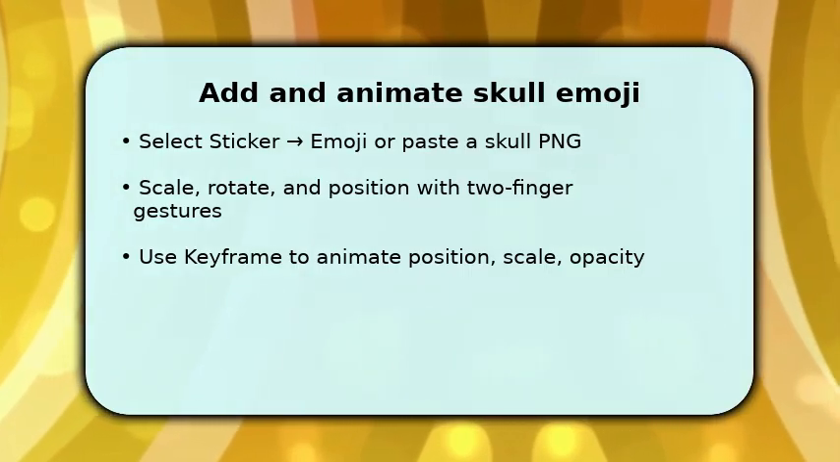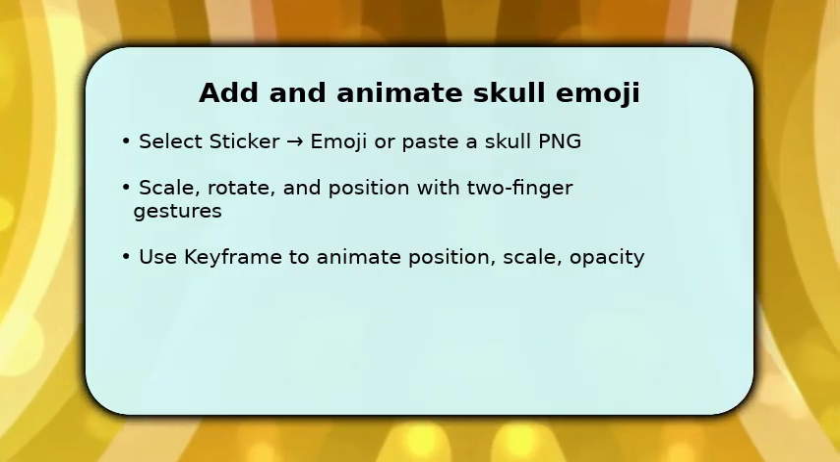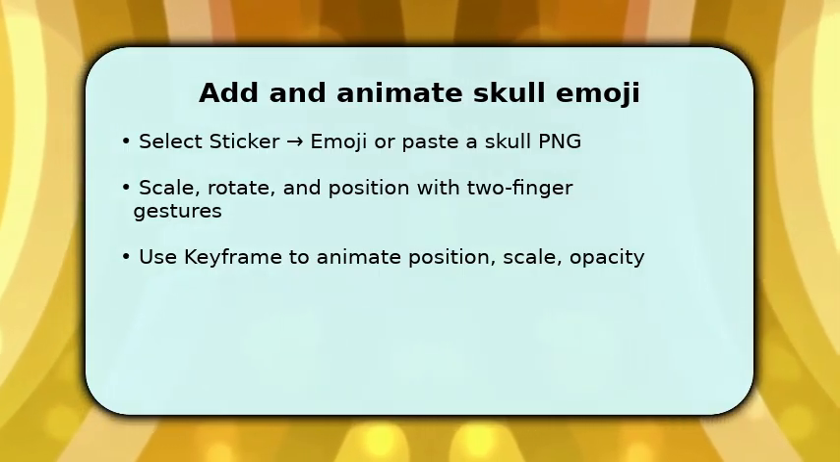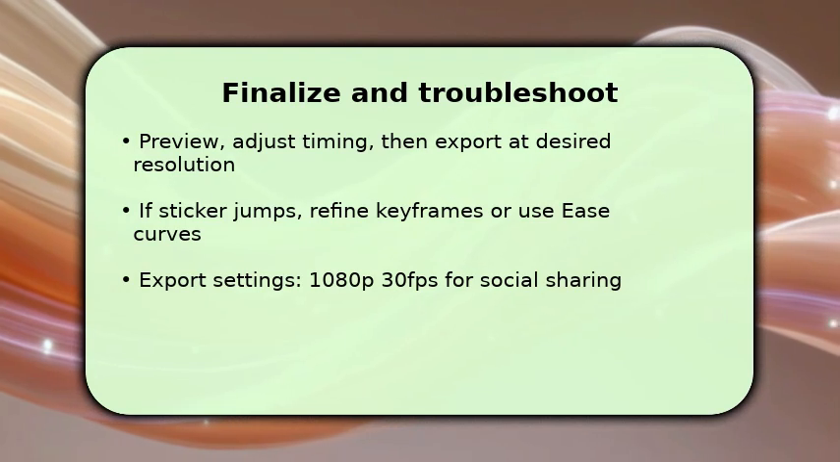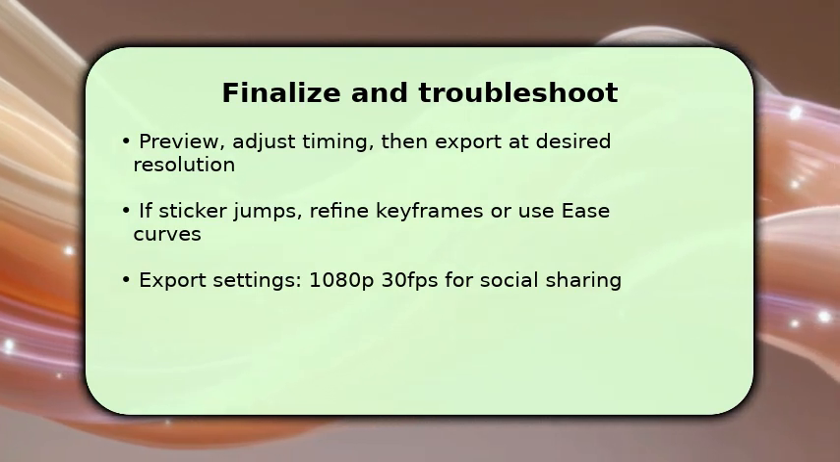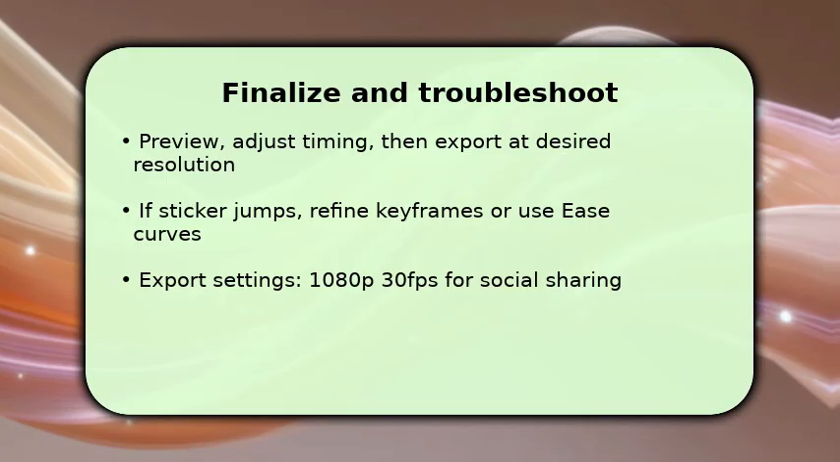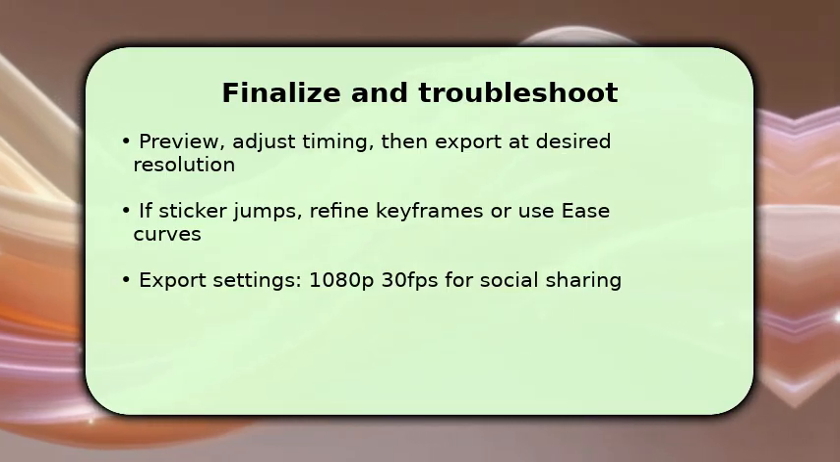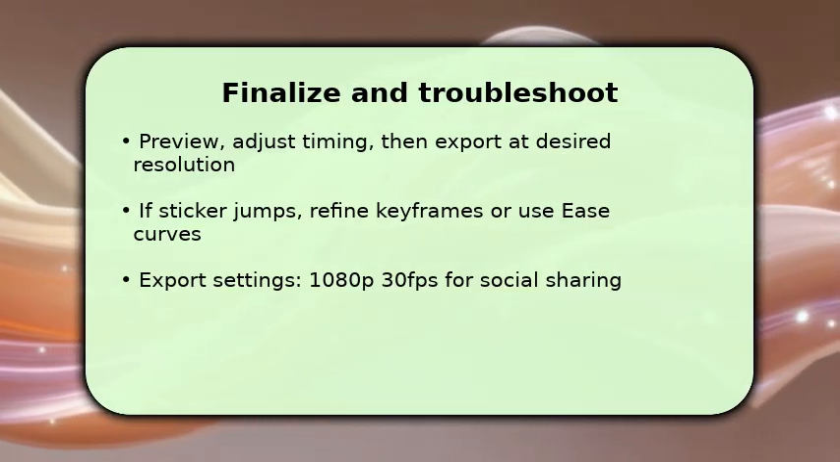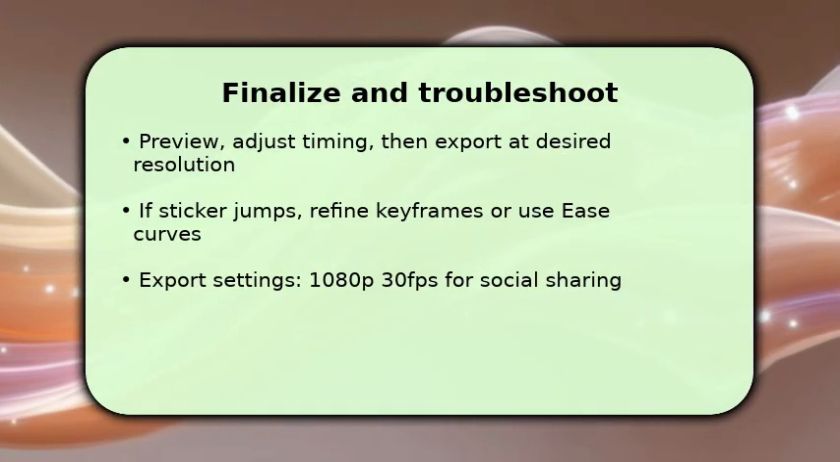Preview the whole sequence and watch the skull through the entire playhead. Trimming or nudging keyframes fixes timing issues. If you see a jump, make sure keyframes are on exact frames and add an intermediate keyframe or use easing to smooth motion.